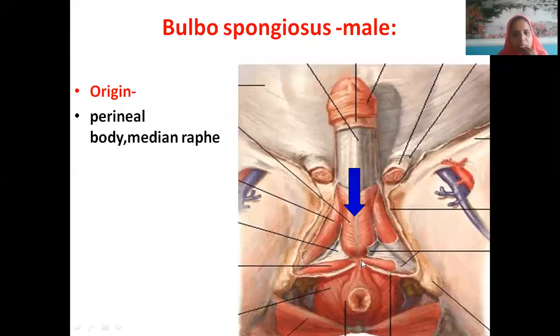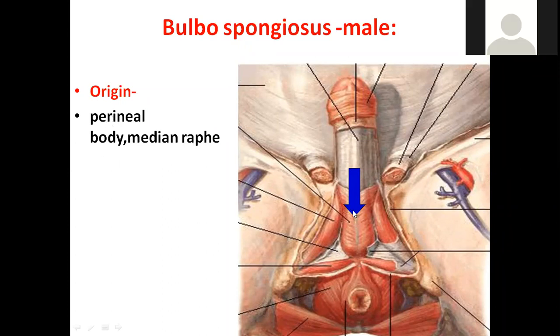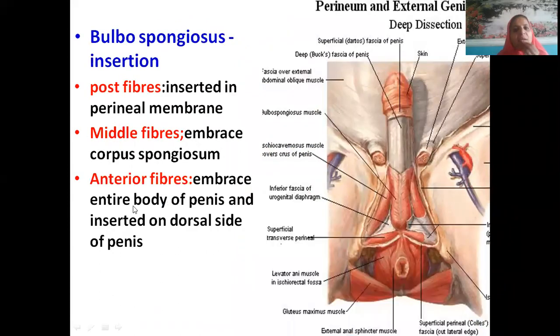Okay, the origin is coming from this point. What is the name of this point? Perineal body. And are you finding there is one median partition, a white line? Okay, this is actually the median raphe. So that is the origin of bulbospongiosus: perineal body and median raphe.